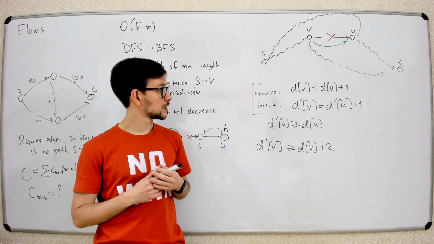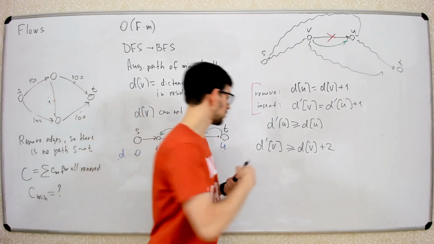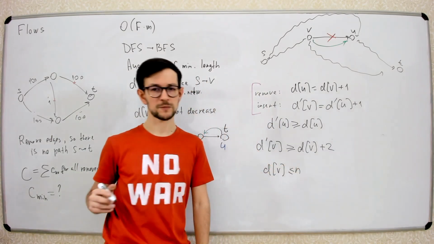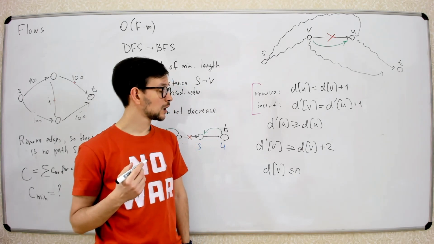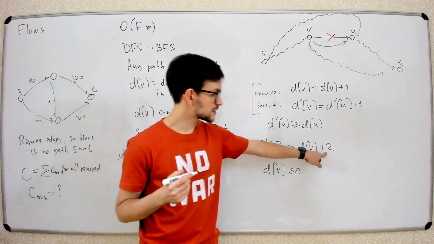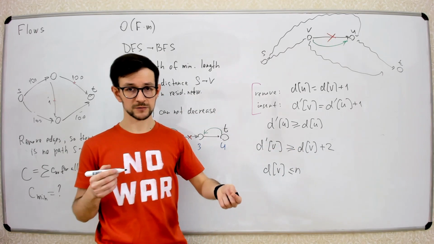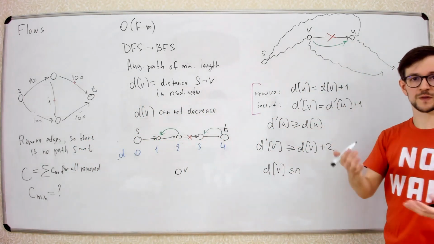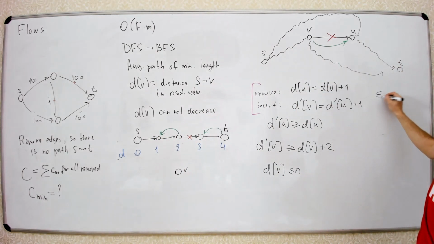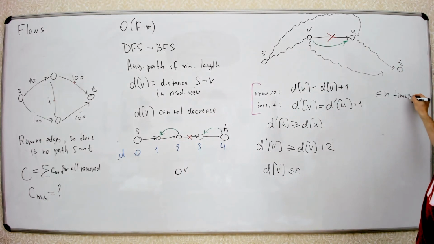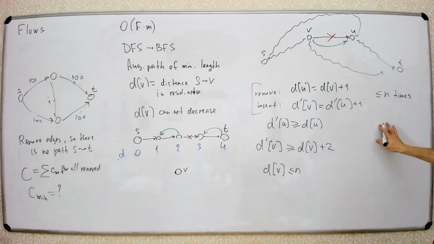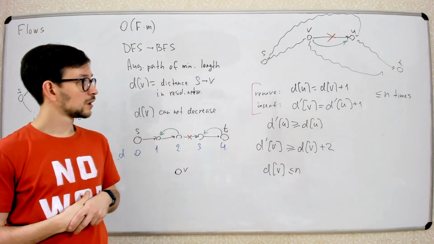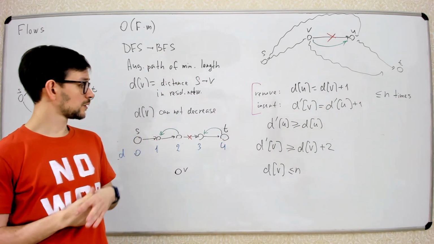Clear enough. So distances are bounded. All the distances cannot be more than n. No, n minus 1, doesn't matter. So we cannot increase distances more than n times. So this loop can't happen more than n times. That's all. Now just see.